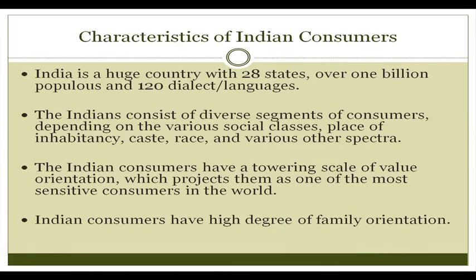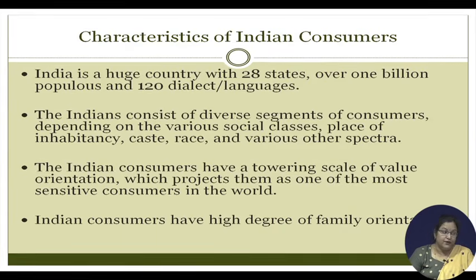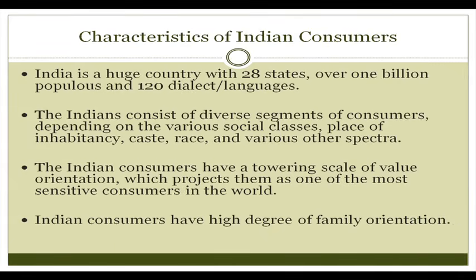To look at India particularly, we see that it is a huge country with 28 states, over 1 billion population and 120 dialects and languages. So, it is a very diverse country with several subcultures, social classes, castes, races and various kinds of religion. So, therefore, the marketer has immense scope if they really understand the needs of different subcultures, and accordingly they can frame their entire supply chain to supply in different regions at different times, understand the occasions and different festivals of different regions, and then plan the supply of their offers.